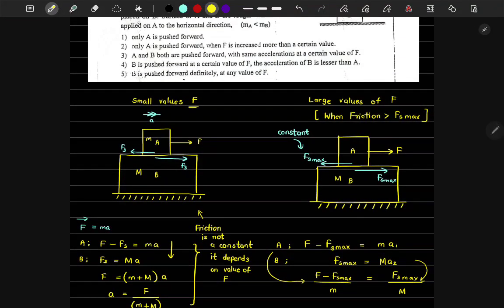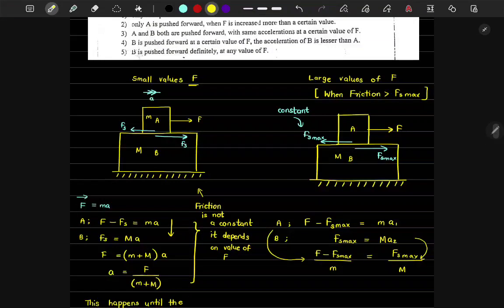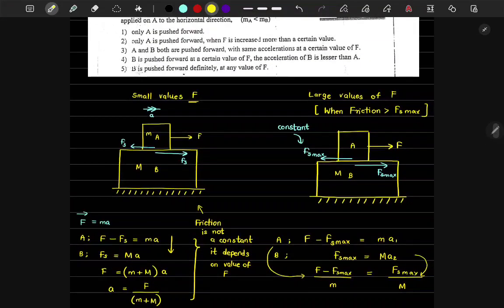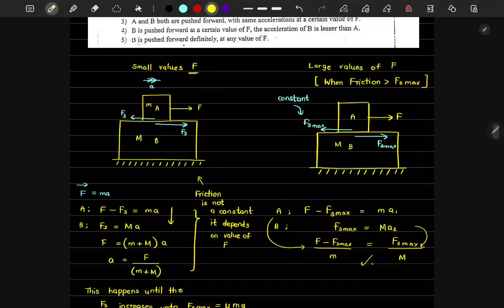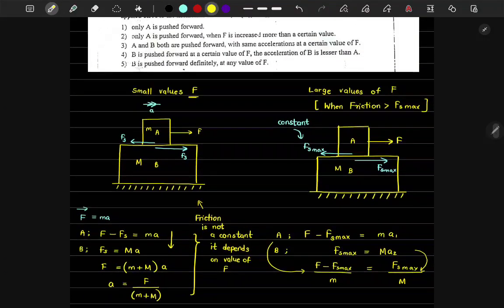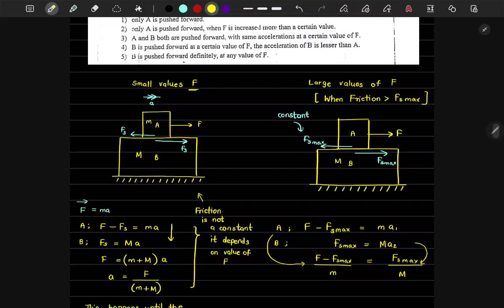So now if we look into the question, answer number 1, only A is pushed forward. No, in any instance both are pushed forward. Second one, only A is pushed forward. Again, the answer is wrong because in both instances, A and B both are pushed forward. The third one, A and B both are pushed forward with the same acceleration at a certain value of F. Yes, true. That is possible. This is very possible. The fourth one, B is pushed forward at a certain value of F. The acceleration of B is less than A. Now that's the part we have to look into.